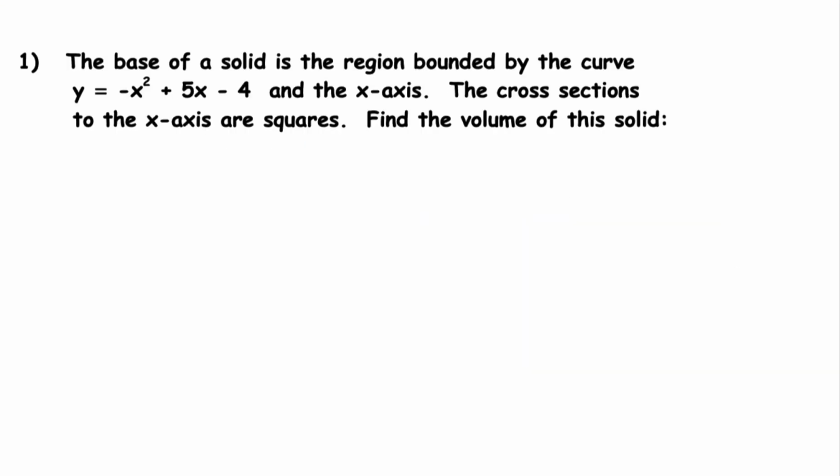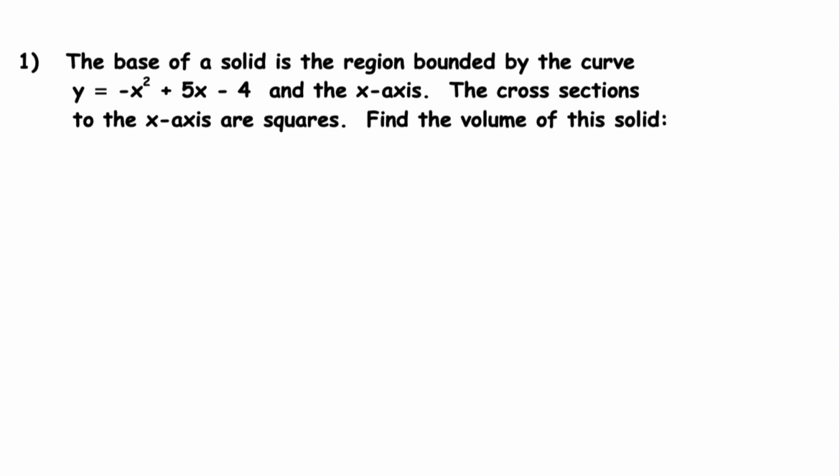For me, the toughest part is reading a set of directions like this and trying to make an accurate picture, and hope that my drawing is sufficient and that I get it right. It says the base of the solid is the region bounded by the curve y equals negative x squared plus 5x minus 4. That's an upside down parabola. And the x-axis. Okay, so parabola crossing the x-axis, I have a picture of the region. I can see it in my mind.